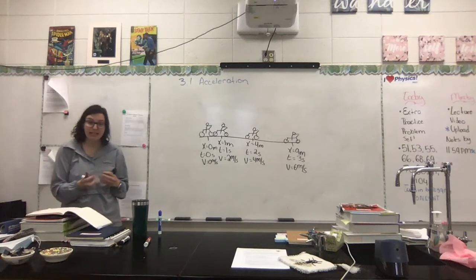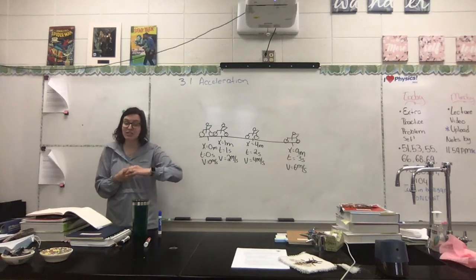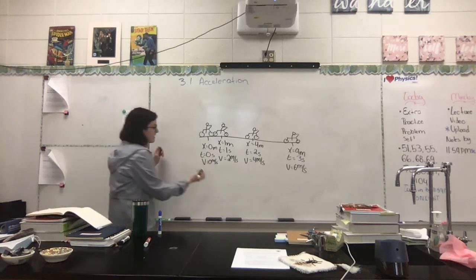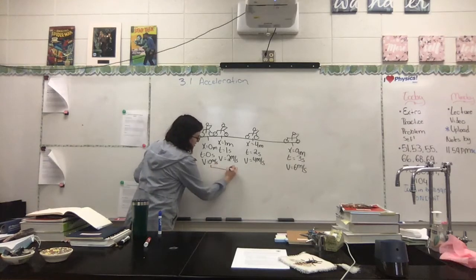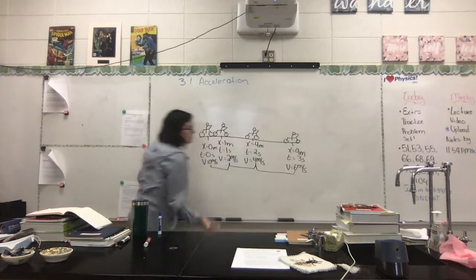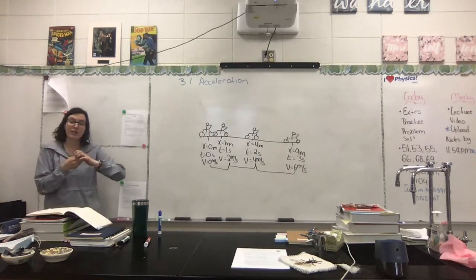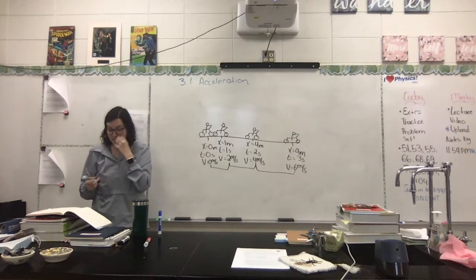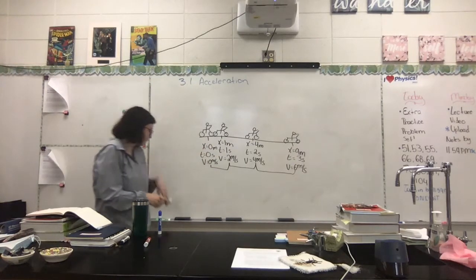So what's happening here is that the cyclist is actually increasing their speed by 2 meters per second every second. See how we go from 0 to 2, from 2 to 4, and 4 to 6. So every second, they're going 2 meters per second faster than they were previously, okay?